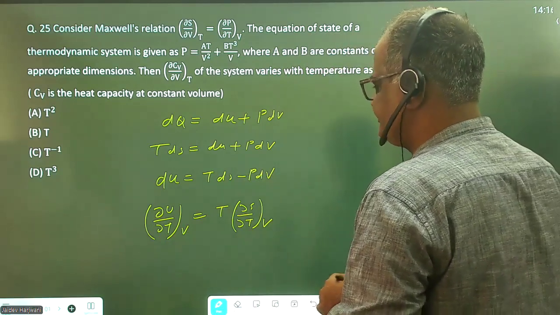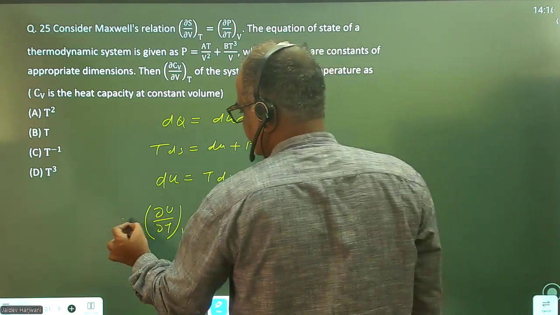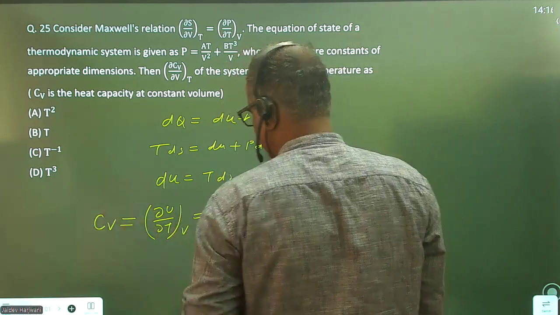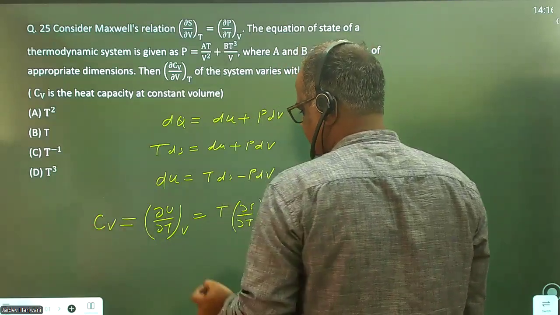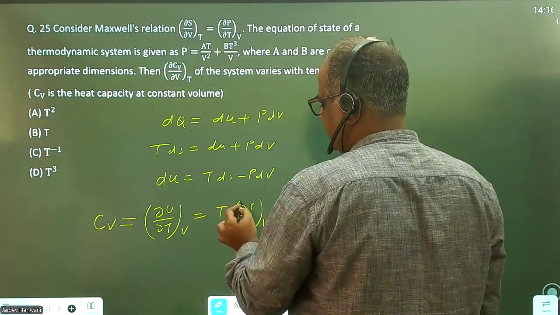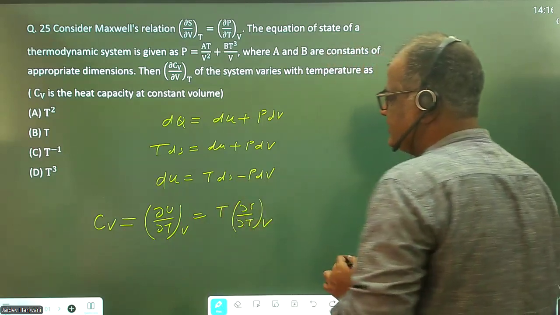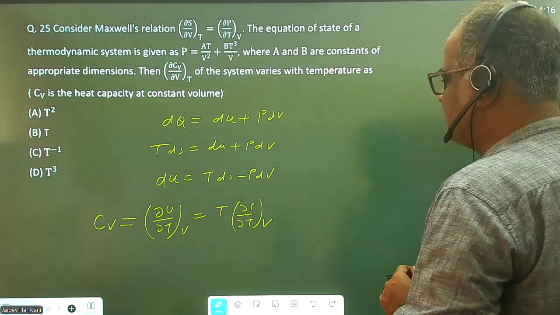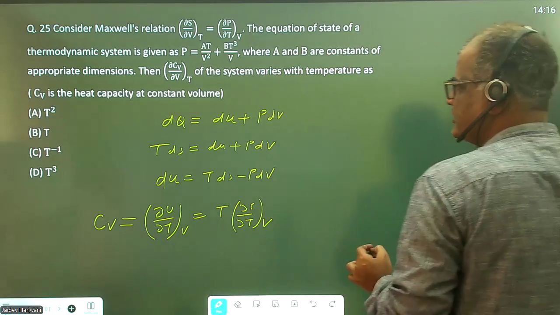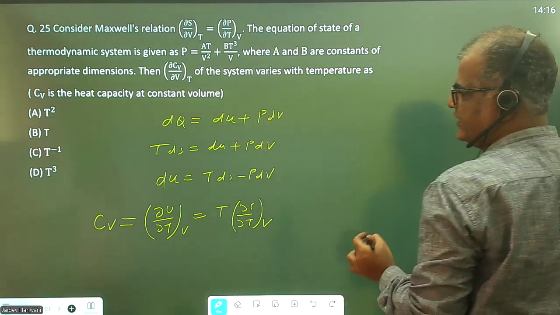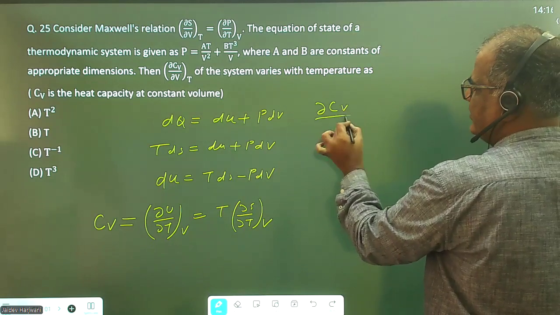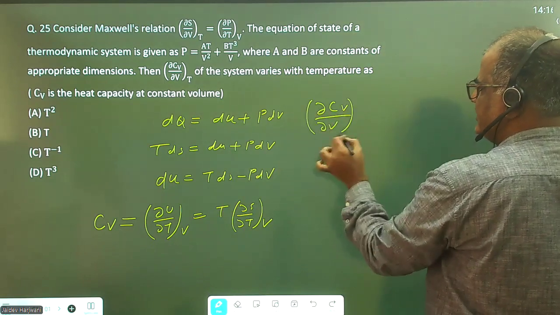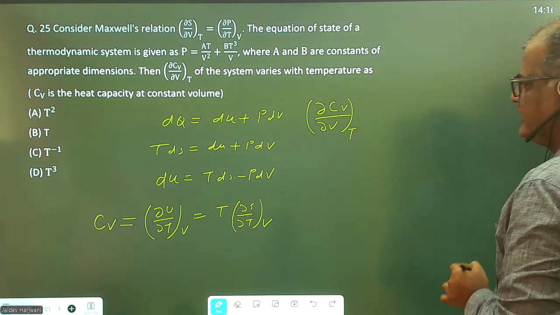And now we know this is CV. So my specific heat at constant volume is T ∂S/∂T at constant V. This is a known relation. So now we'll use this relation to find ∂CV/∂V, keeping T constant.